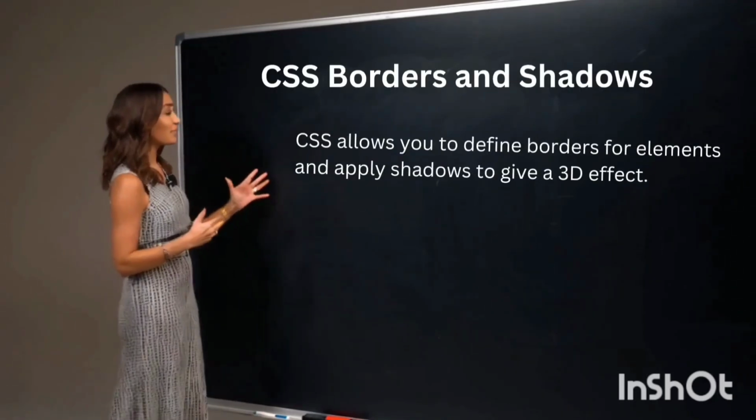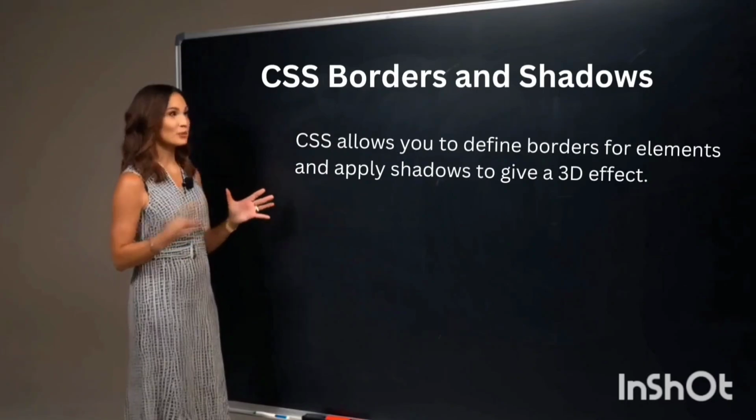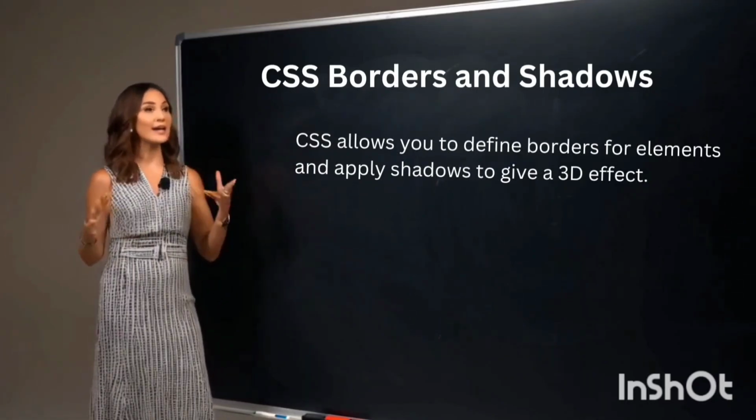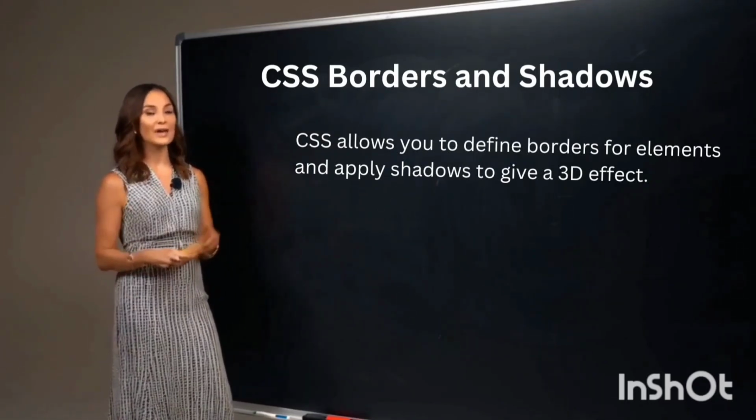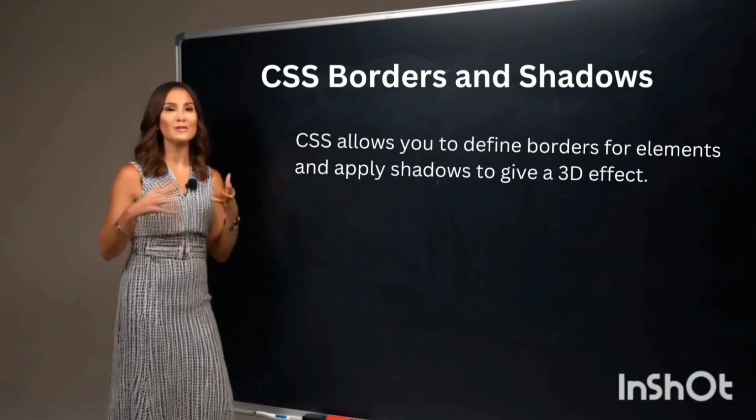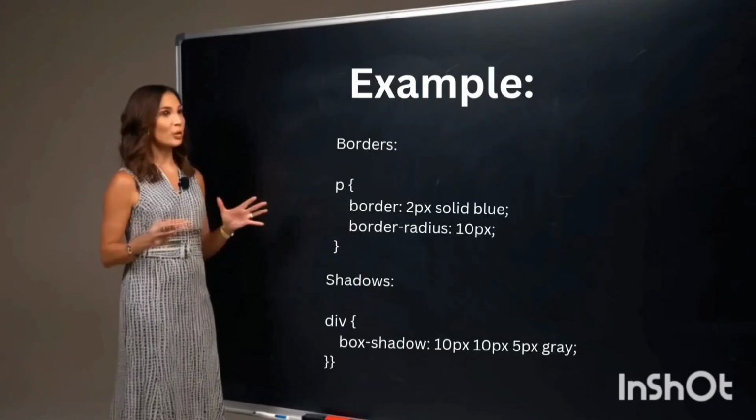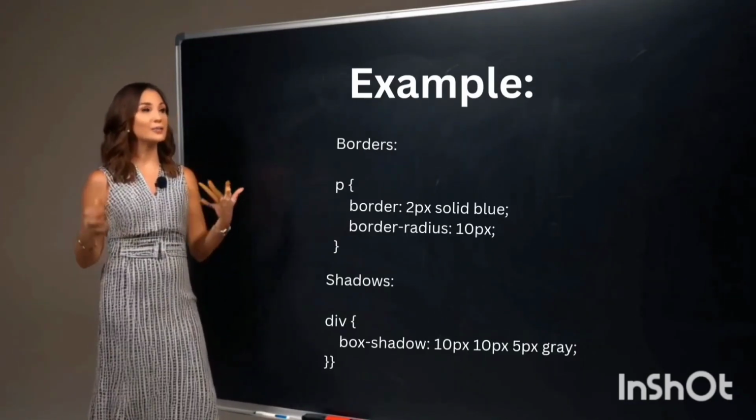CSS borders and shadows. What are CSS border and shadow? CSS allows you to define borders for elements and apply shadows to give a 3D effect. Examples for the border and shadow.